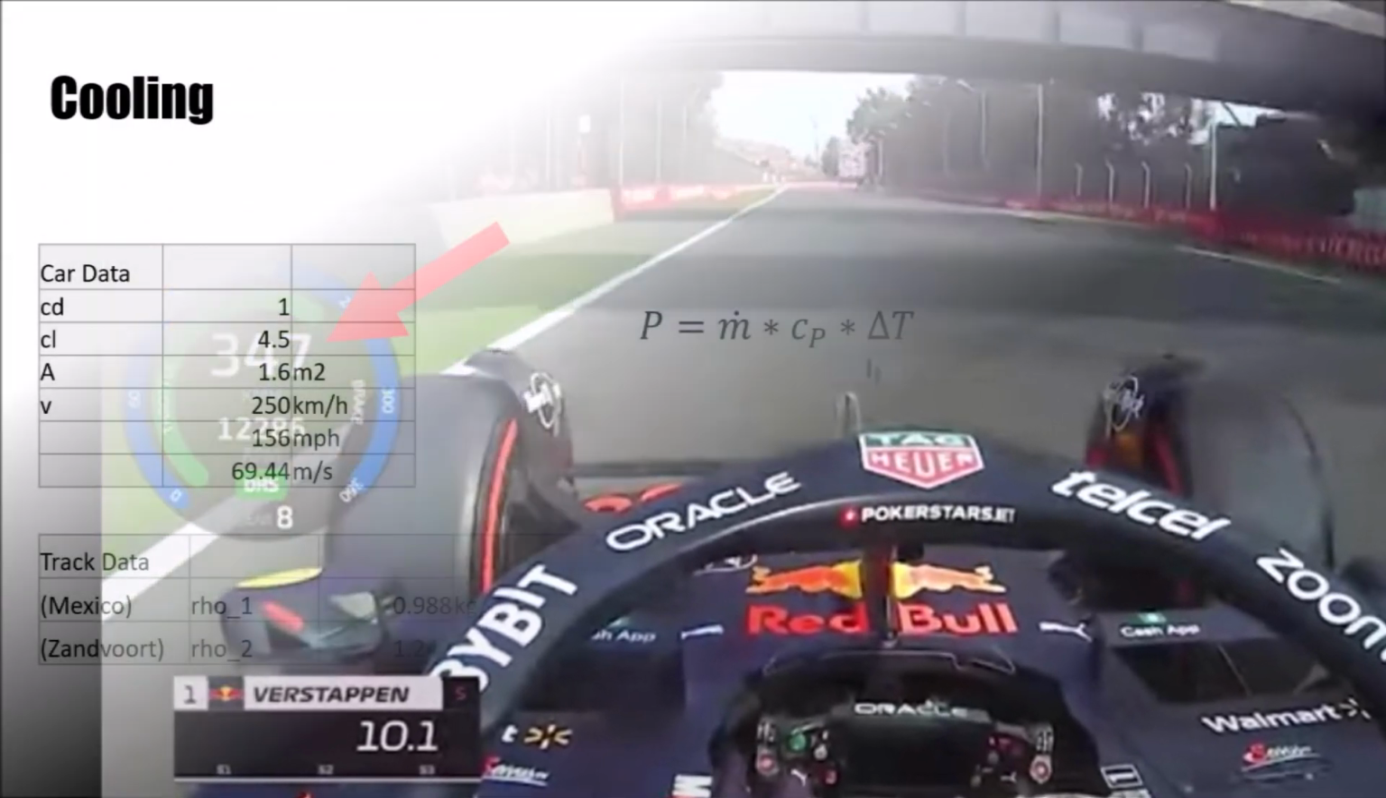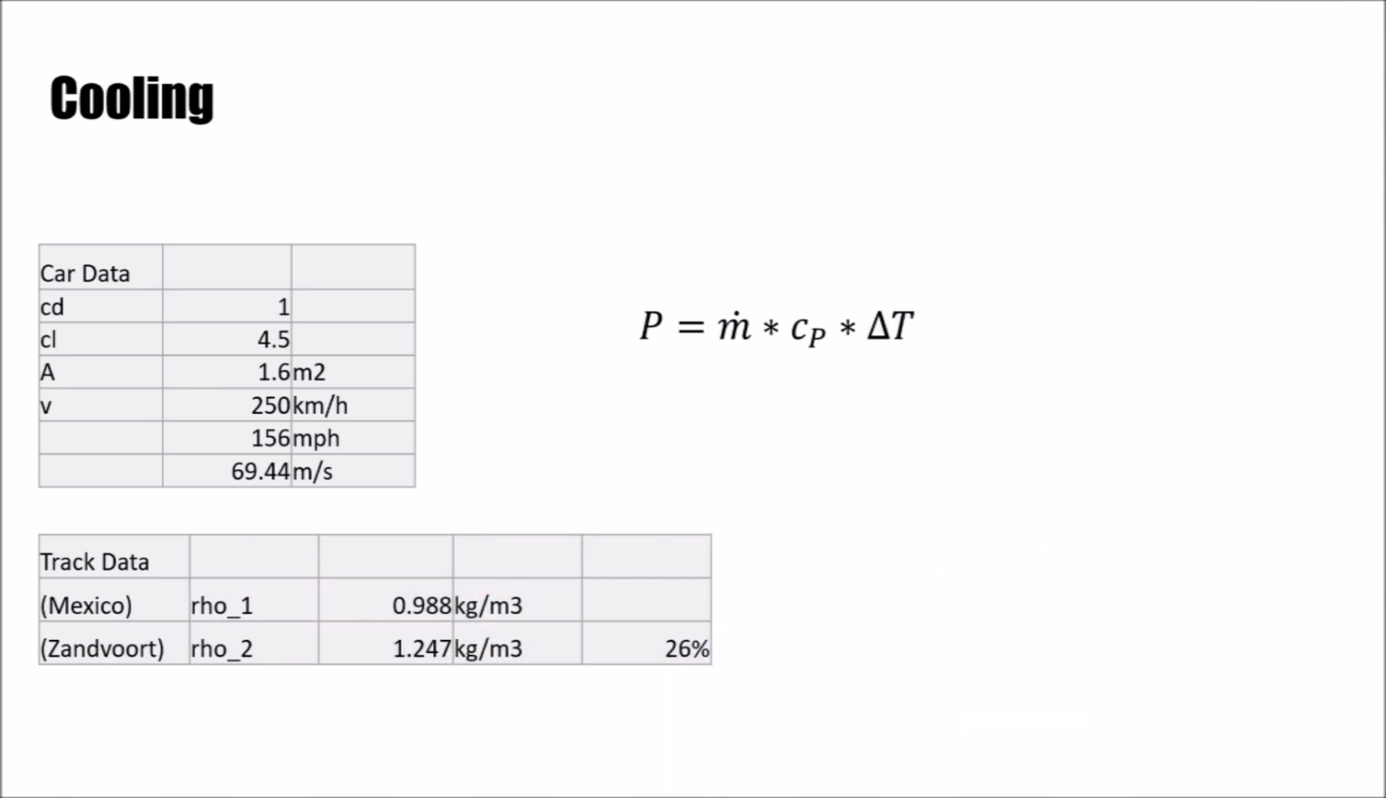The next important area is cooling. You calculate the cooling performance with the mass flow times the thermal capacity Cp times the temperature difference. The mass flow is the volume flow times the density. So since the density is in this formula too, we can see the same effect. We have 26% less cooling at the same speed with the same car.